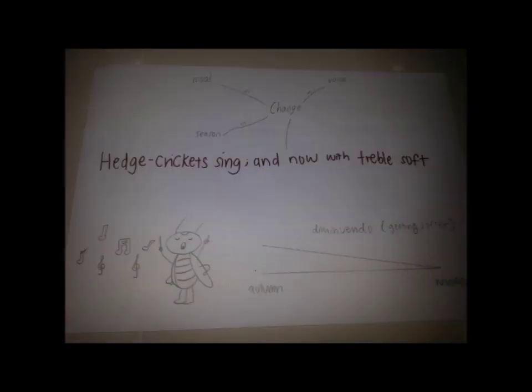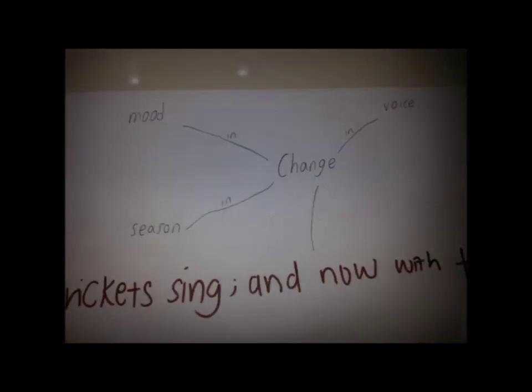"Hedge-crickets sing, and now with treble soft." The sound of crickets is usually expected to be very high and creates a lively mood. However, in this case, the sounds of the crickets are soft. This is ironic, and the reality is different from the expected. This could mean that they sense something different, probably the change from autumn to winter.